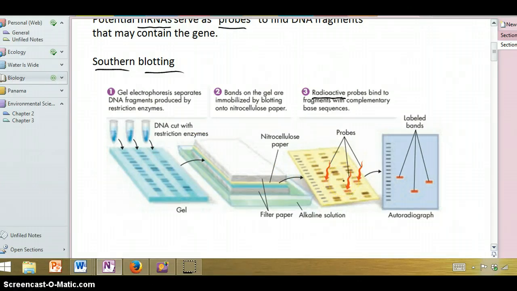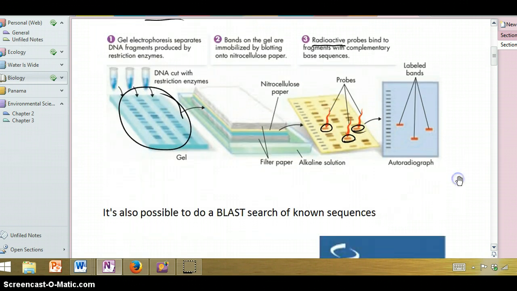Well, let me back up for a second. Where the probe has stuck to a piece of DNA, that is a gene that matches the mRNA essentially, it will expose the film. The radiation will cause the film to be exposed, and amongst all your bands, all your pieces of DNA, you'll be able to see which ones are potential matches, potential genes for this protein. Then you can isolate the DNA from your gel. There are ways to pull it out and begin to study it.